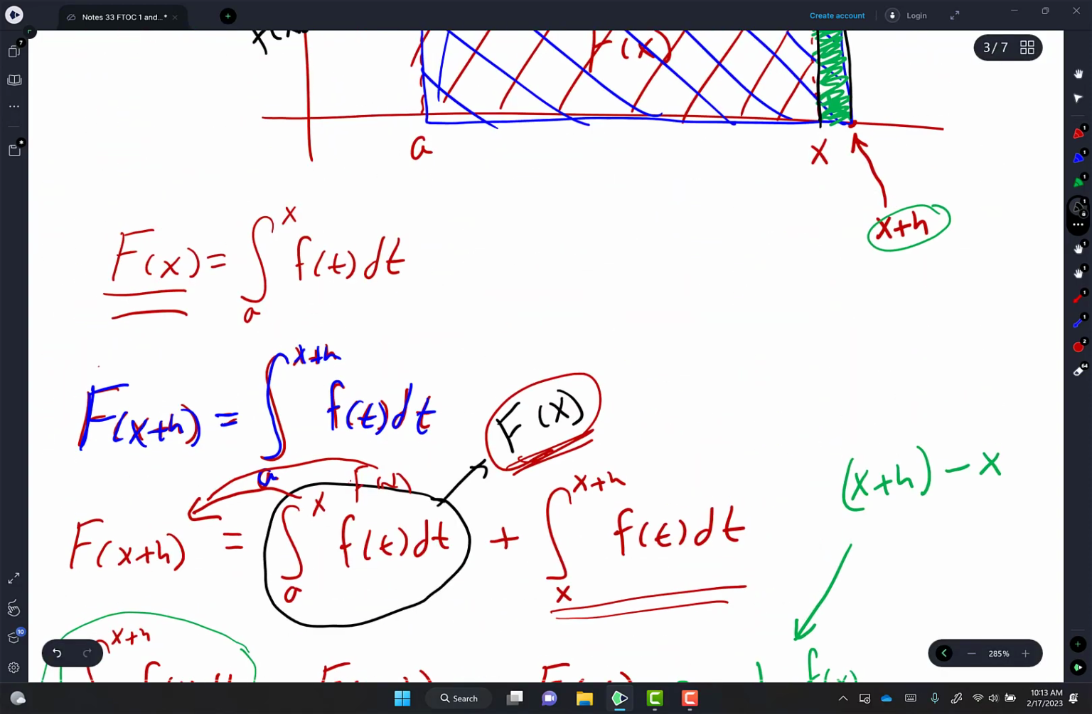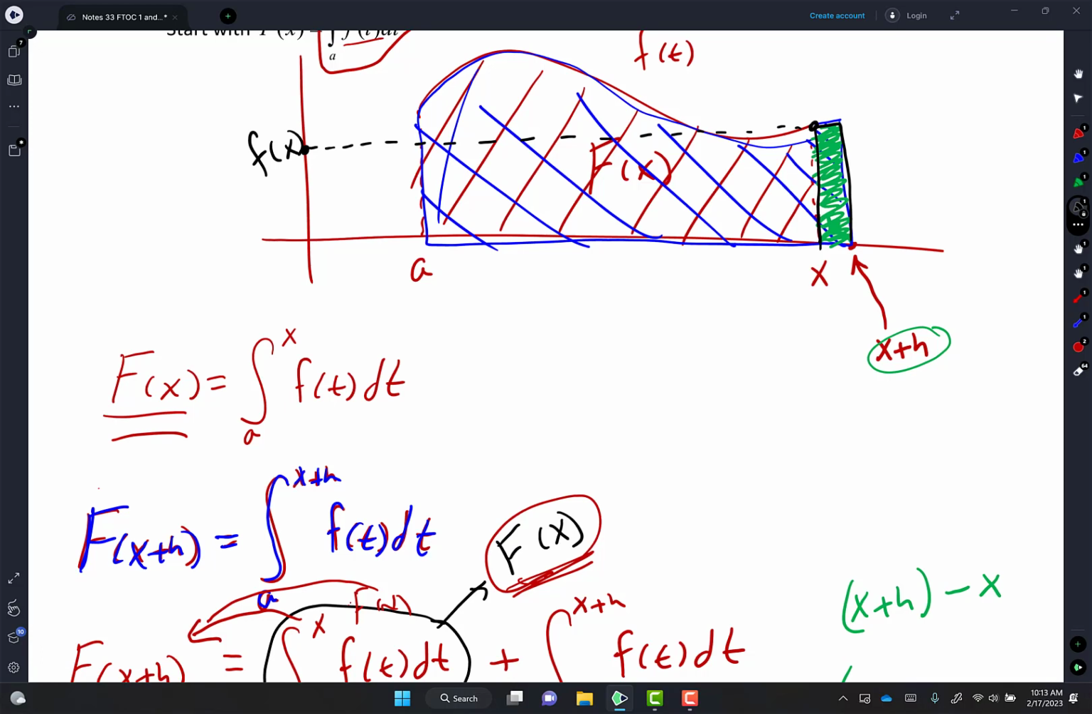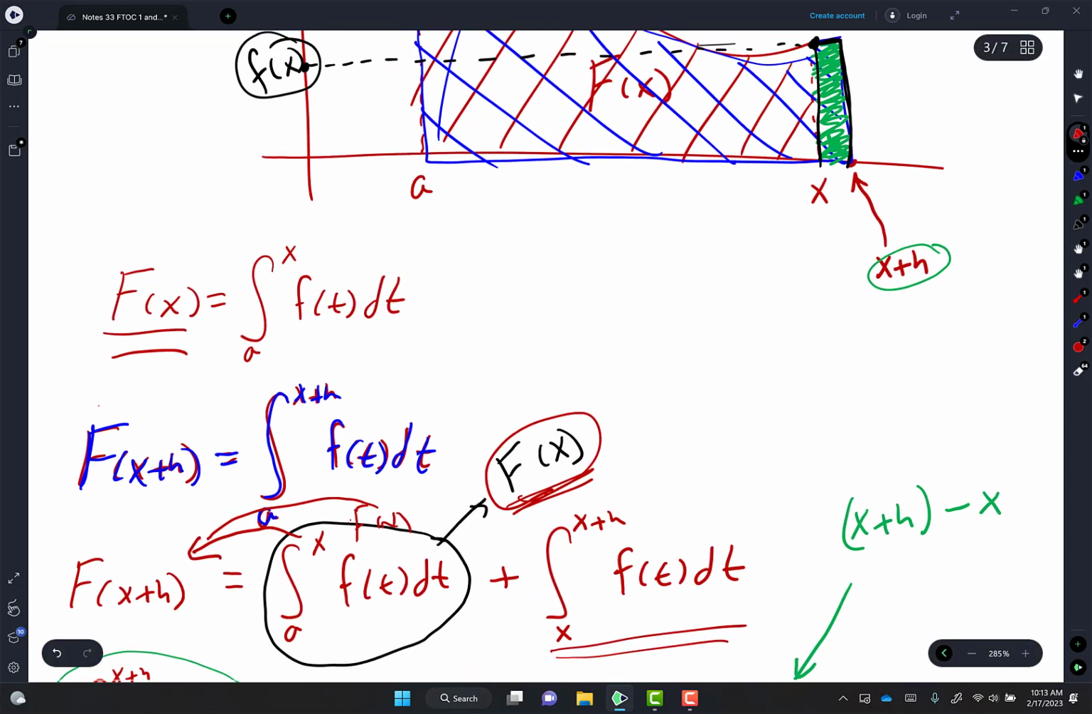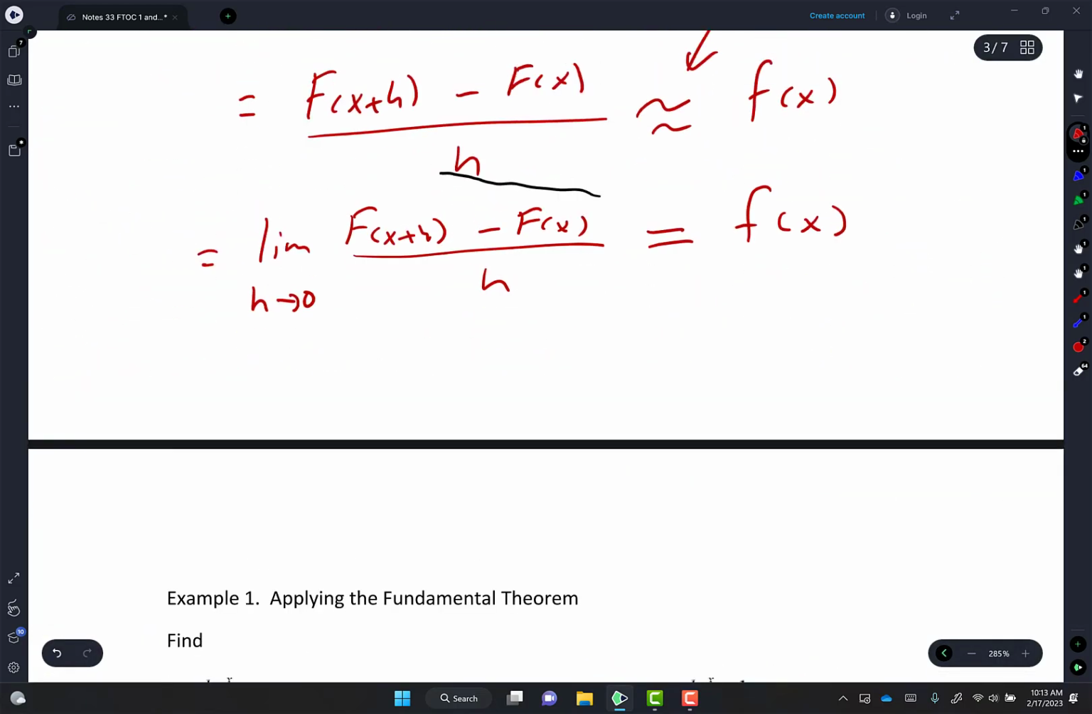It just came from the area of this rectangle, and I said use LRAM, and I used the leftmost point. So the area of that rectangle is h, which is x plus h minus x, times the height, which was just f of x. Okay. That's why it's an approximation. The further away you are from the x, the worse the approximation is. But as soon as we put the word limit, because h is approaching 0, now we're right on it. Okay, so now here we go.